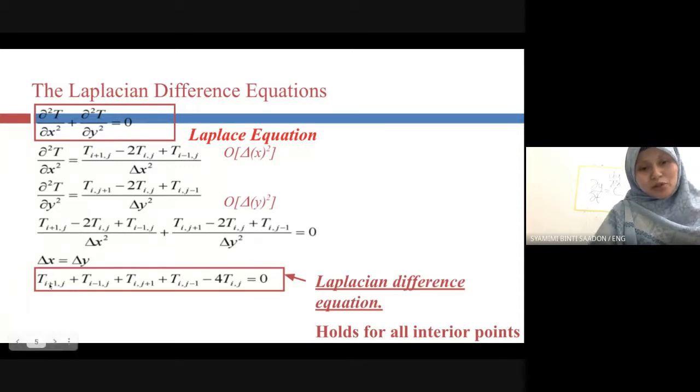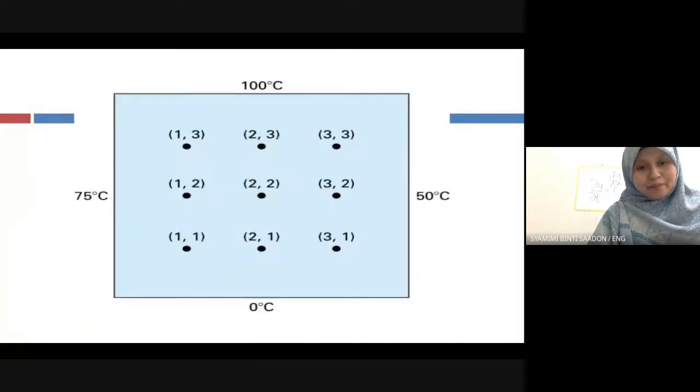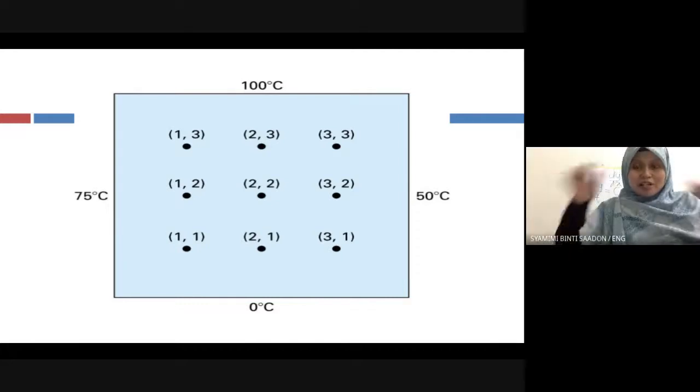So we are just going to apply this, in red, the Laplacian difference equation. Take the example of the heated plate just now. We have a heated plate like this, in a square form. We have boundary values given: 0 degrees, 75 degrees, 100 degrees, and 50 degrees. These four are the boundary conditions, given at the four extreme points of the plate.